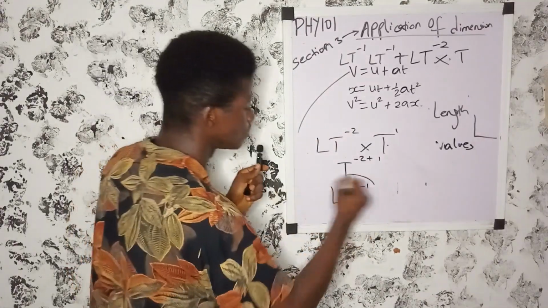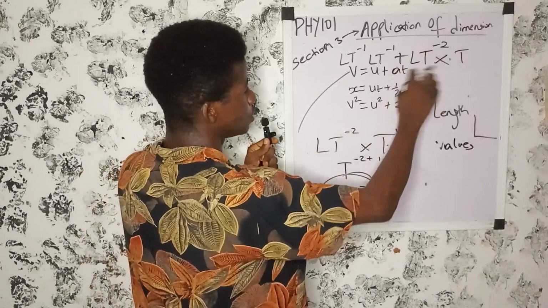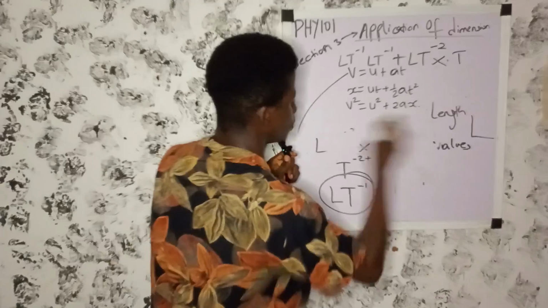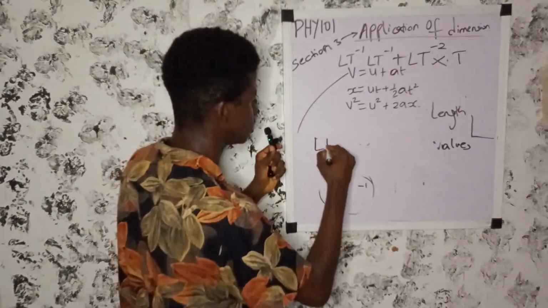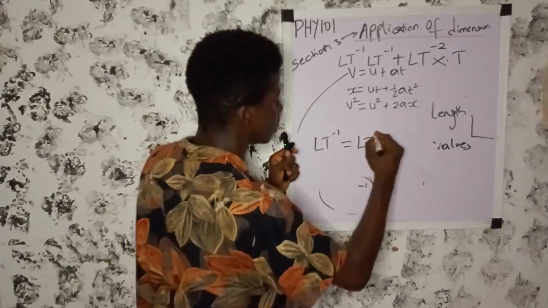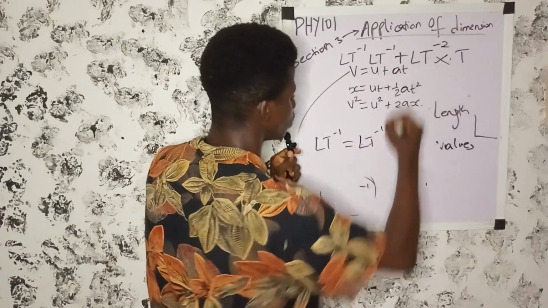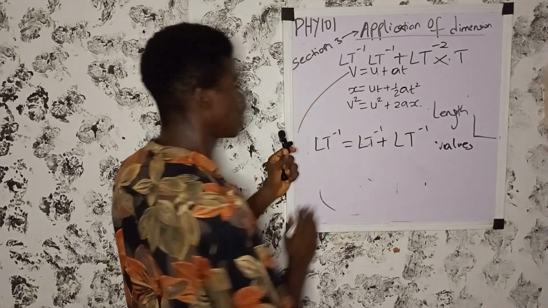So this is the total dimension here. Okay, so I'm coming. So dimension here is L raised to power minus 1, then equal to dimension here is L raised to power minus 1. Then total dimension here will be plus L raised to power minus 1.